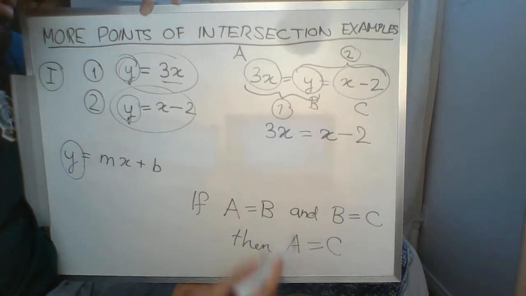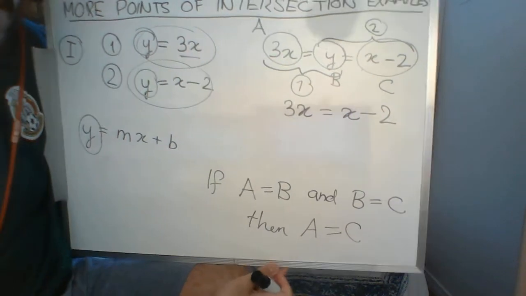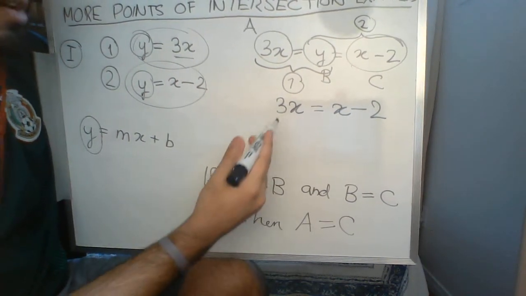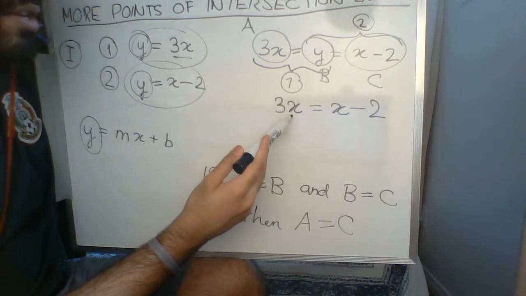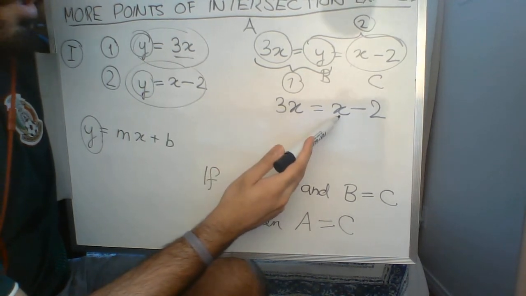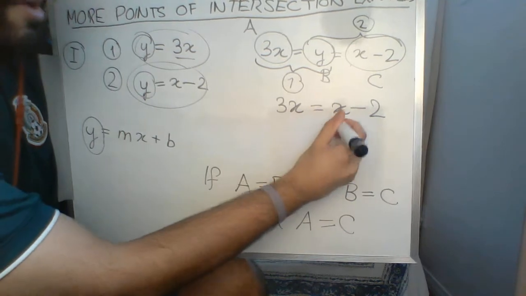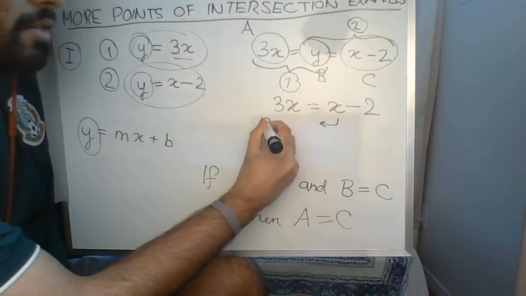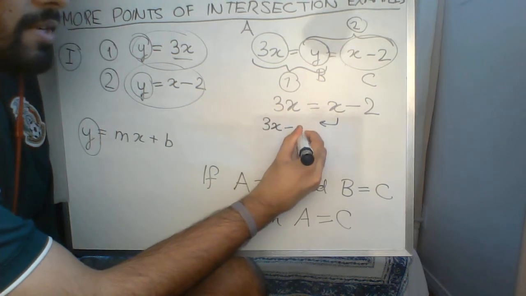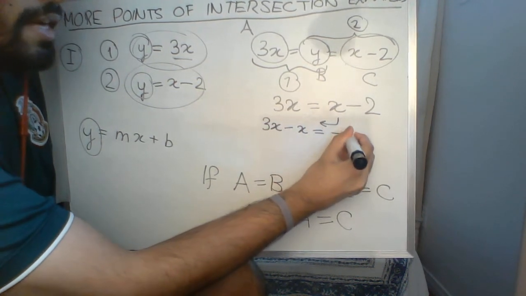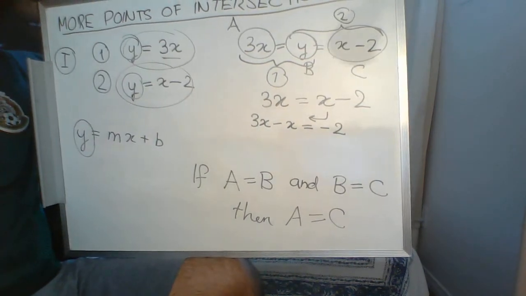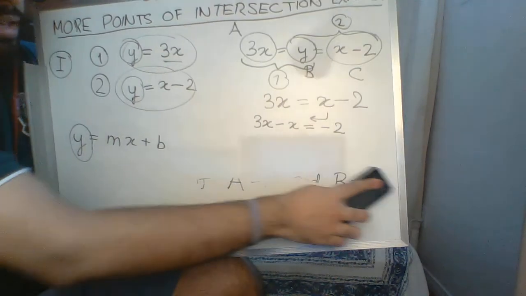So let's do that. Our first step for that is to get all of the terms with x on one side of the equation. So I've got a 3x over here on the left side, and I've got an x over there on the right side. So what I'm going to do is I'm going to pull that x over to the left side. So we get 3x minus x is equal to negative 2. Okay, now 3x minus x, I'm going to get rid of this as well.